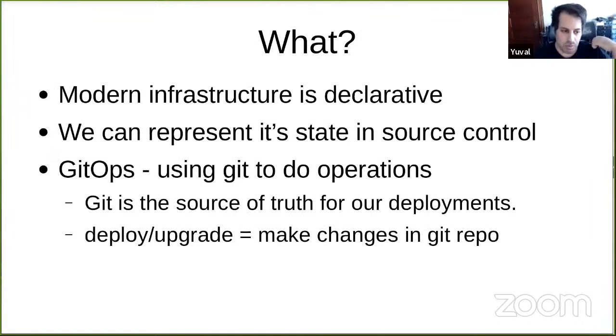The idea with GitOps is that, because modern infrastructure is declarative, we can represent its state in a declarative form, essentially YAML, and keep it in source control. GitOps is the next step after configuration as code. You have your configuration in source control already. Instead of taking it from there and applying it to the cluster, it works the other way around: the cluster will watch Git and will apply the configuration itself as it changes in Git. So essentially using Git to do the operations, right?